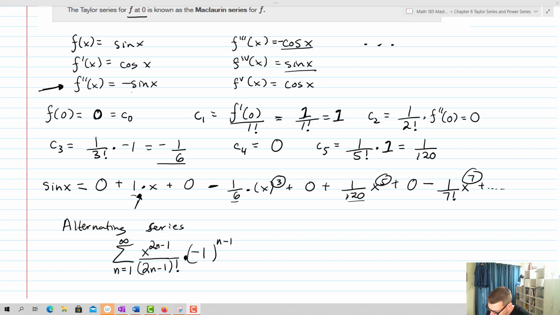If we want to set n equal to 0, then we'll let this equal the sum n equals 0 up to infinity, and this will then be x to the 2n plus 1 divided by 2n plus 1 factorial, and this will then be negative 1 to the n. And there we are.